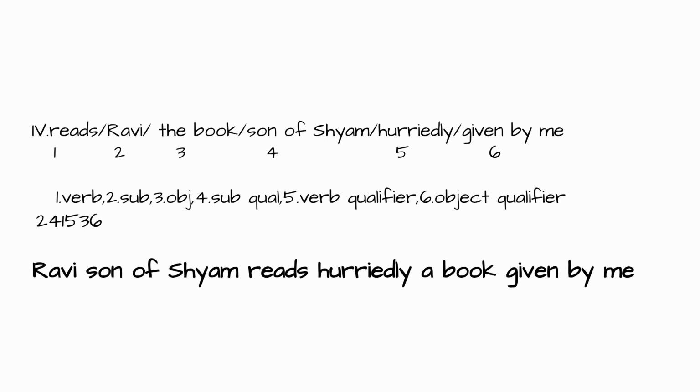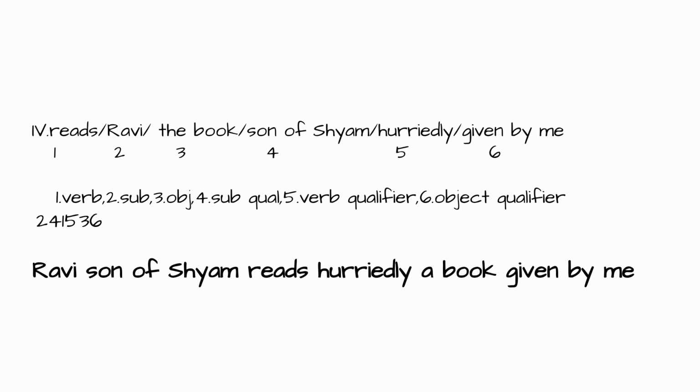What is 2? Subject. 4, subject qualifier. 1, verb. 5, verb qualifier. 3, object. 6, object qualifier. Now, if we read the sentence 2, 4, 1, 5, 3, 6, it will be like this: Ravi, son of Sham, reads hurriedly a book given by me.